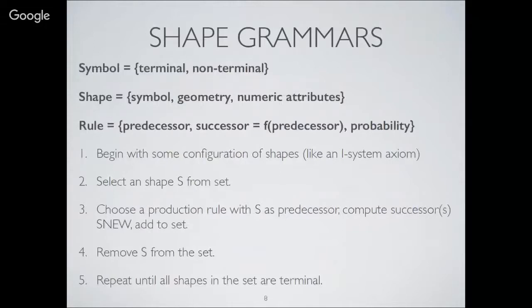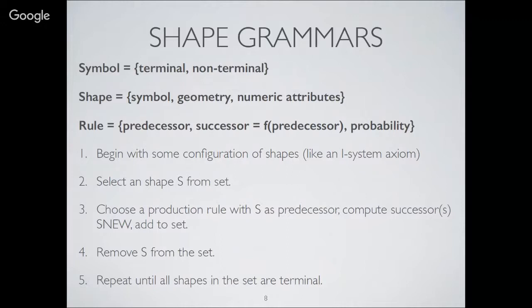Next, we pick some shape from our set. We choose a production rule with the current shape S as a predecessor and compute its successor. So what we're doing is we're using a collection of rules, just like the one that we were looking at earlier, which says I have some predecessor, some thing that I'm going to operate on, and I'm going to turn it basically into some other thing. I'm going to turn the predecessor into a successor by applying some function. In this case, we can just call it some f.